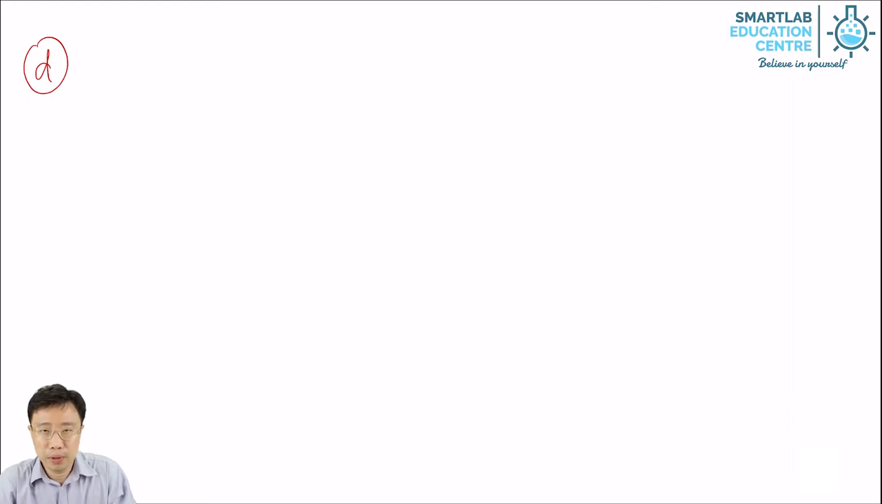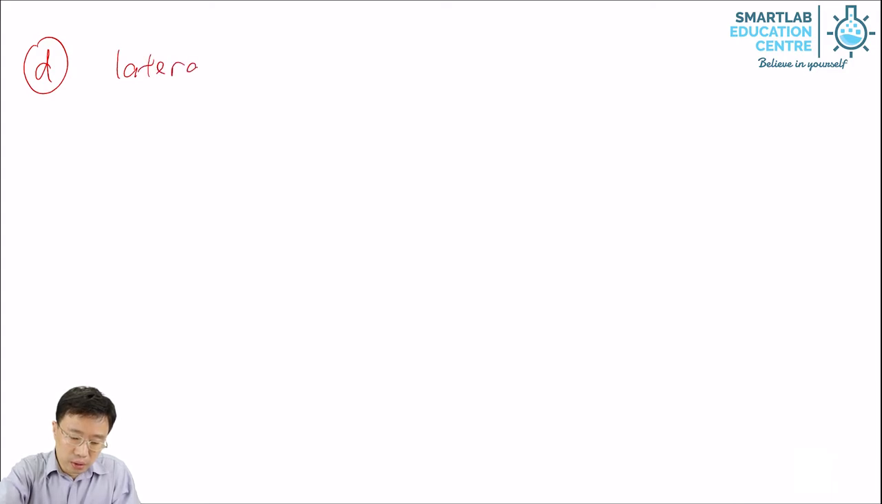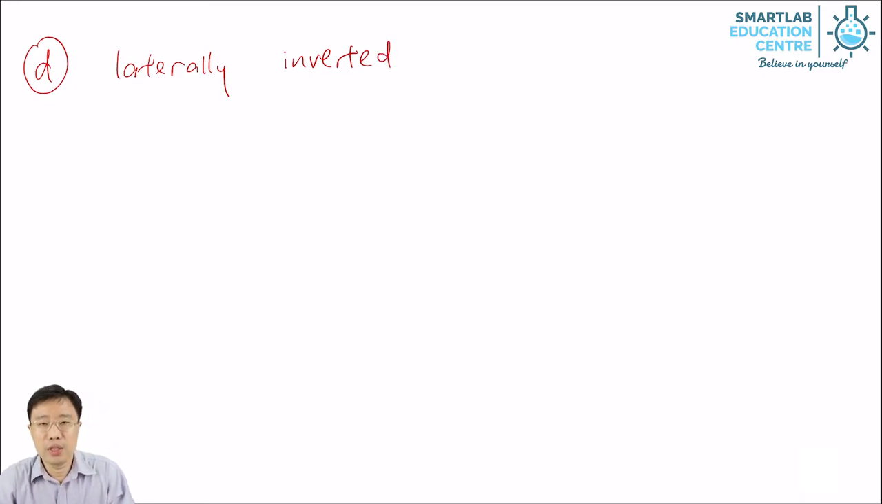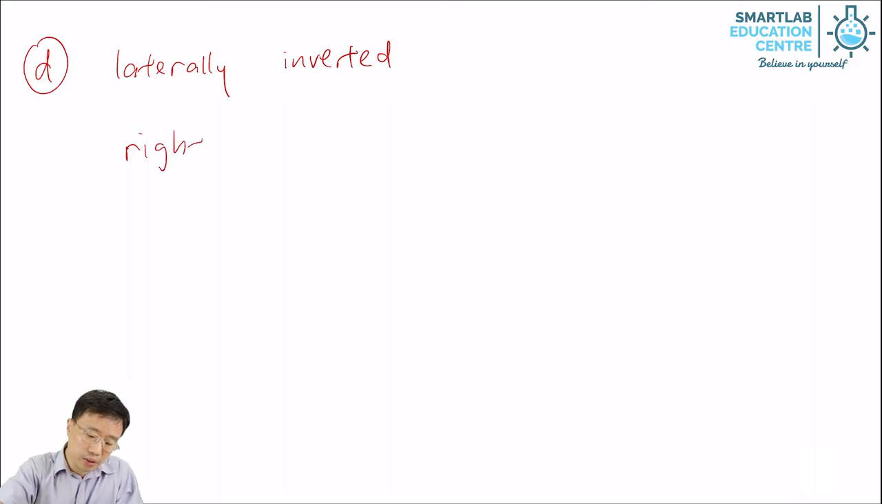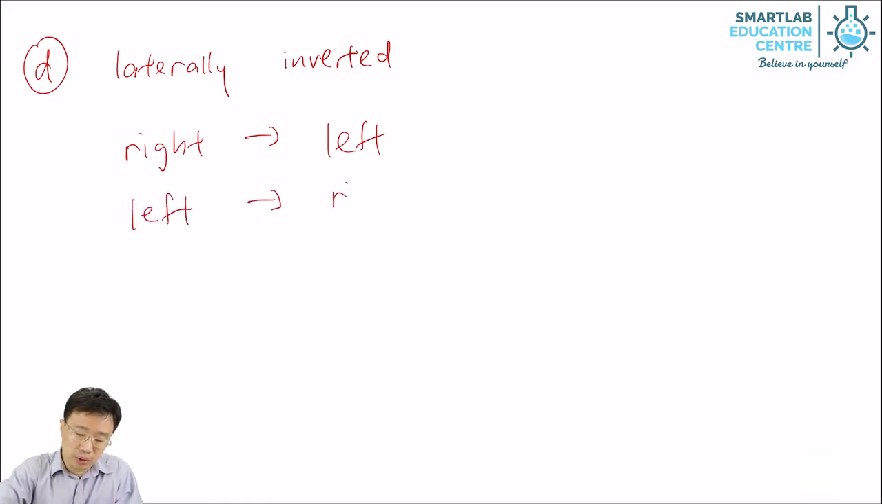The fourth property of a mirror image is that it is laterally inverted. What does it mean to be laterally inverted? If you raise your right hand in front of the mirror, the person in the mirror will raise his left hand. So it simply means that what is on the right turns out to be on the left in the mirror image. What is on the left side of an object will turn out to be on the right side of the image. This is what I mean by lateral inversion.